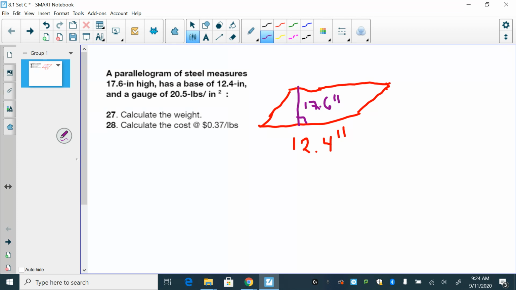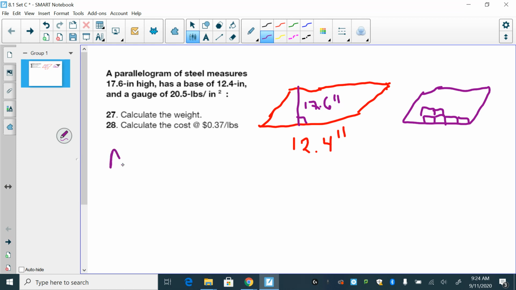What that basically means is, if I just redraw a parallelogram real quick, for every little 1 inch by 1 inch, so inch squared, let's just make a little square there. I'm saying that that little square weighs 20.5 pounds. I'm trying to see how many of these little squares, an inch by an inch, it takes to fill up this parallelogram, so that I know the entire weight of the parallelogram. So to calculate the weight, first I have to find the area.